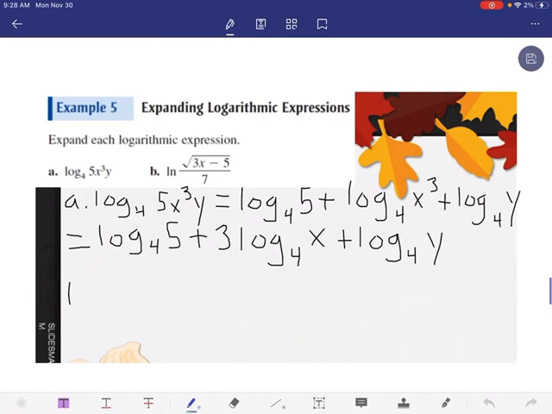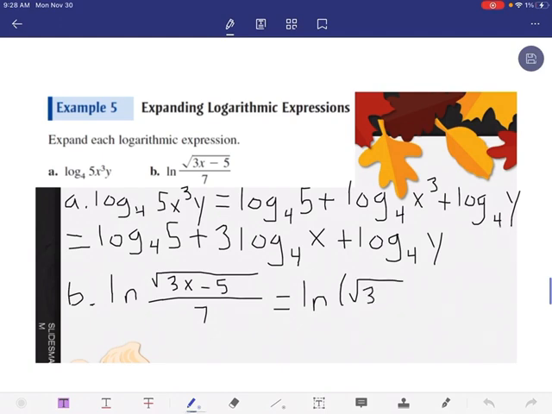So then let's look at part B. It's got a little bit more going on with it. But just because it looks a little bit more complicated doesn't necessarily mean that it's going to be super hard. We still want to approach it the same way, just do one step at a time. So our first thing that we should notice is that we have division. So remember that we can separate anything with division using subtraction. So we would have minus the natural log of 7.